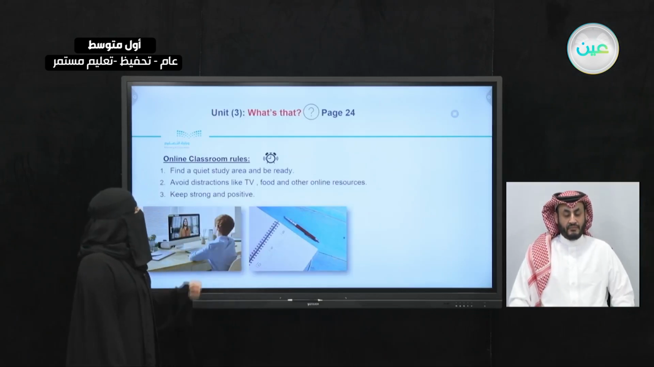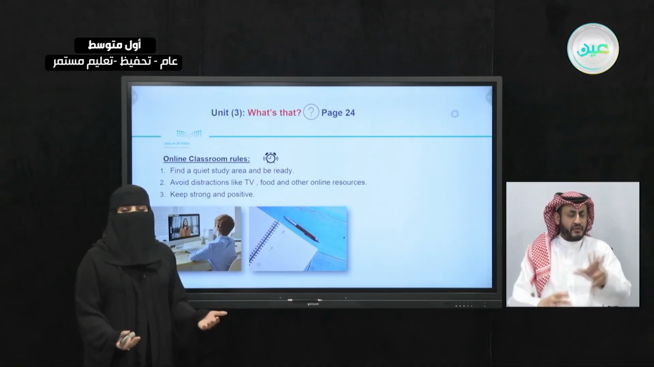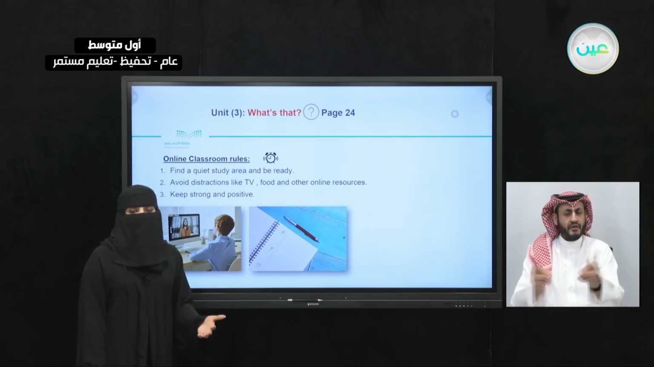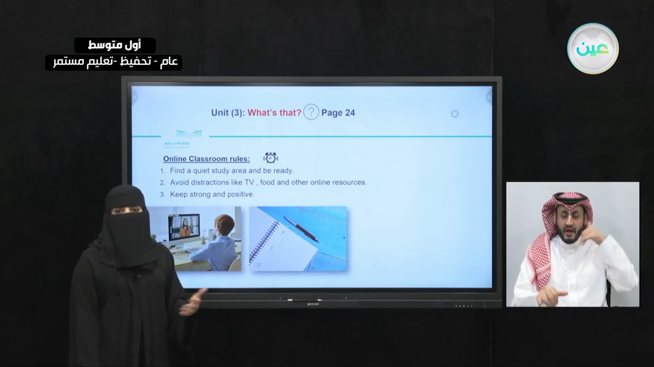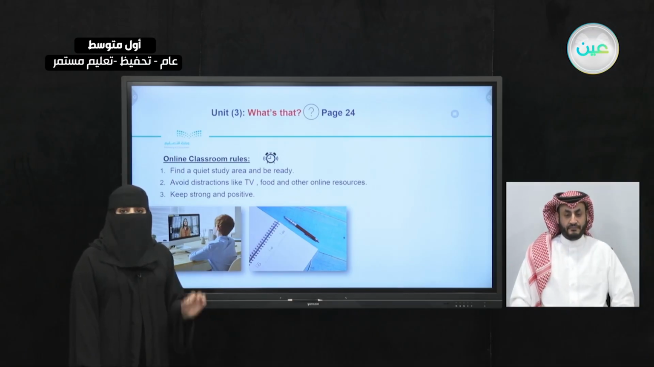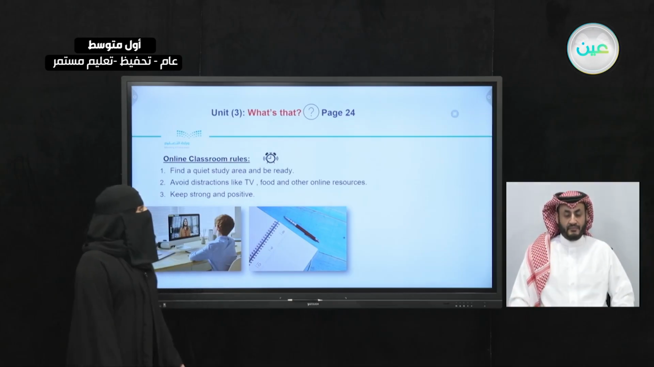Let's start with our online classroom rules. Number 1, find a quiet study area. Make sure you have everything you need around, your book, pen, pencil, and maybe someone to talk to. Number 2, avoid any distractions like food, TV, and other online resources. Number 3, keep strong and positive. Are you ready? Let's start.